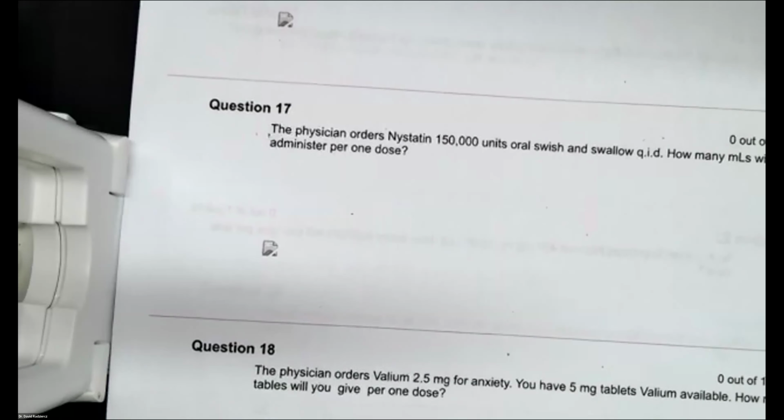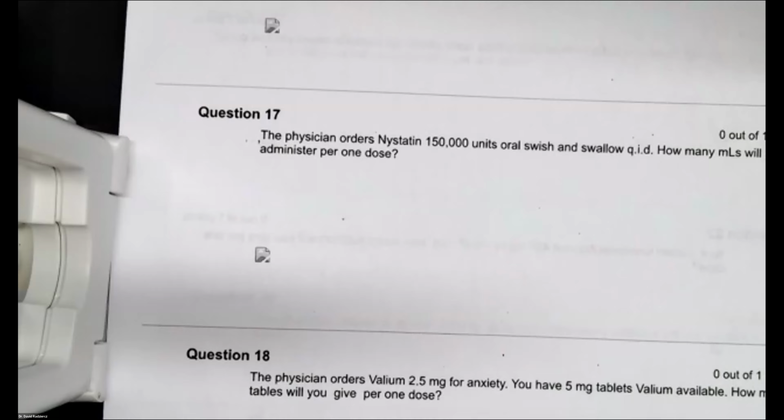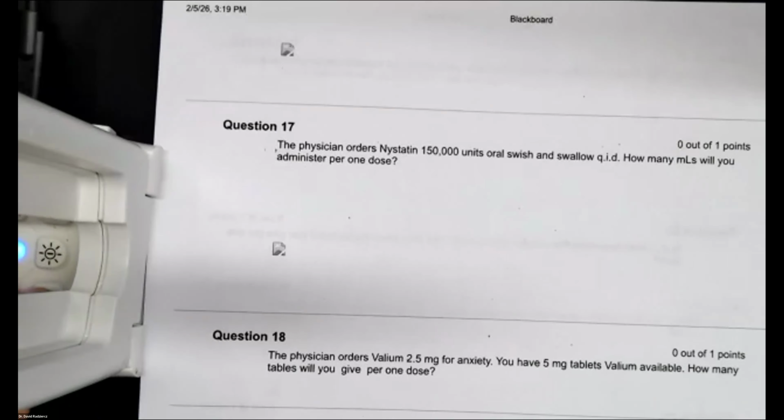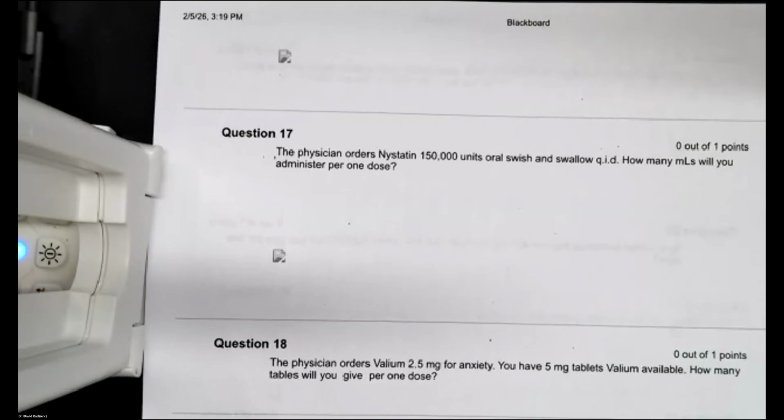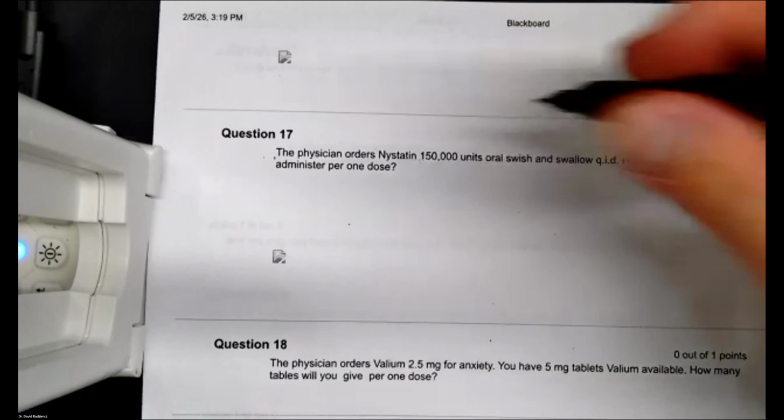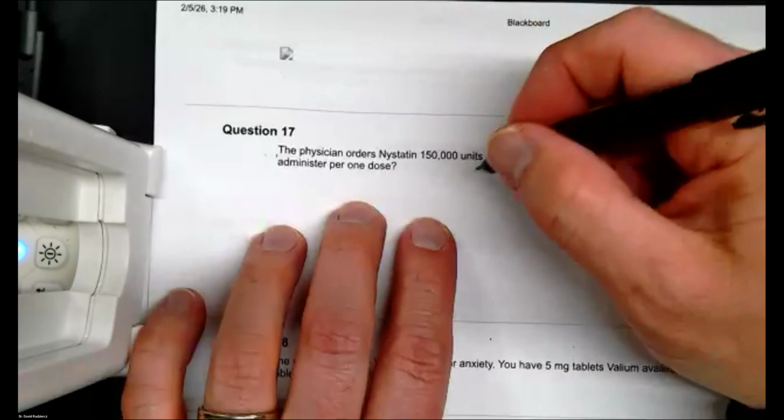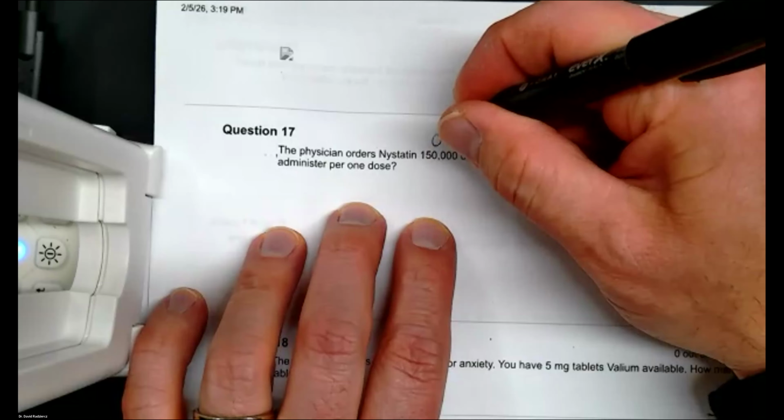All right, the next question, and this will probably be the last one I'll do today. This is actually where we're going to see nystatin. So this is an oral swish and swallow. This is for somebody with thrush, right? So this is an antifungal medication. So we have here our 150,000 units. So that's our order.